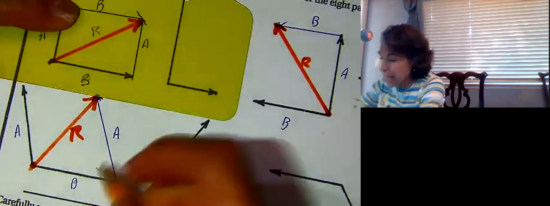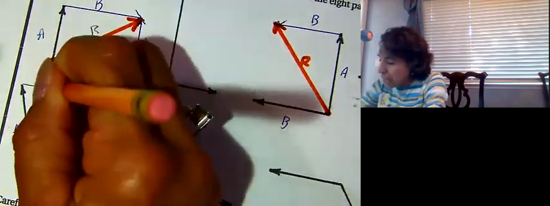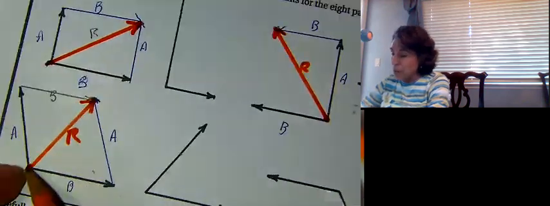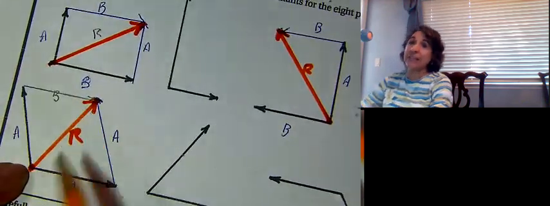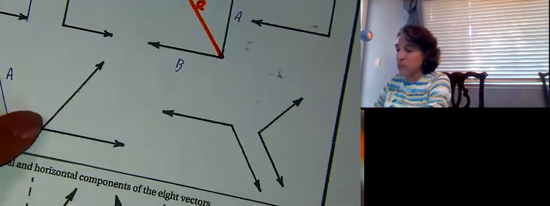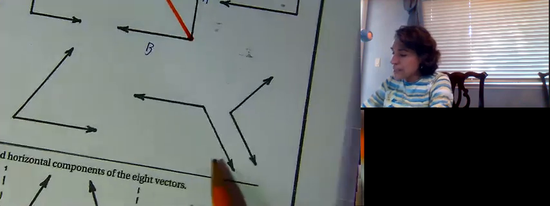In other words, the same magnitude. And sure enough, if I add this A plus B, start where I start, end where I ended, I get the same R, the same resultant vector. All right, so I'll let you guys do that one. Let's take this one now.